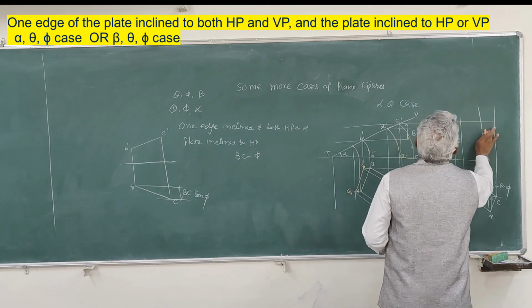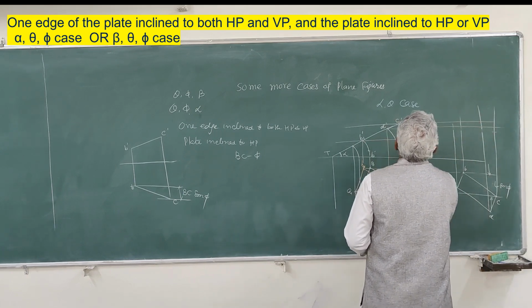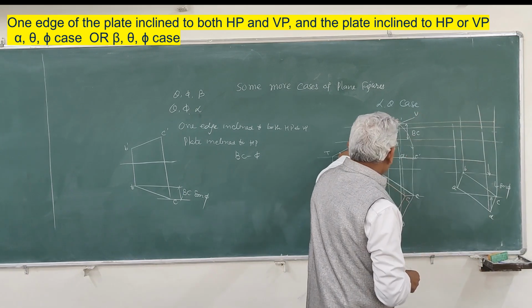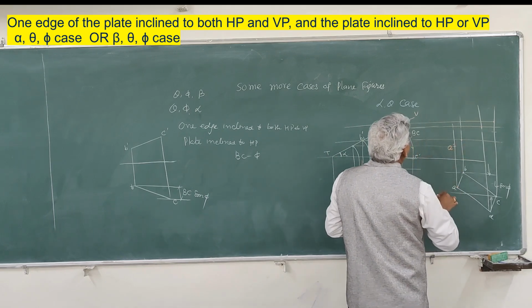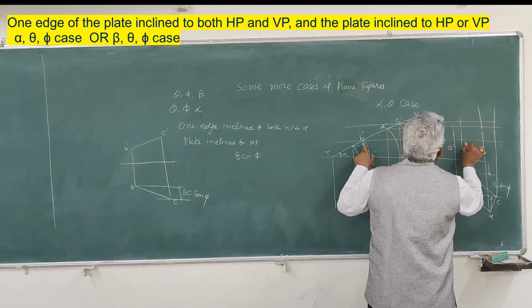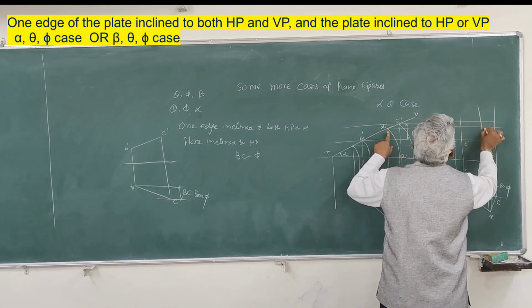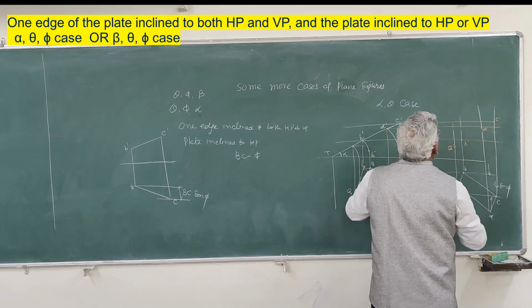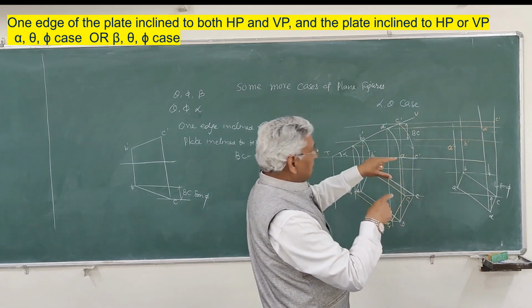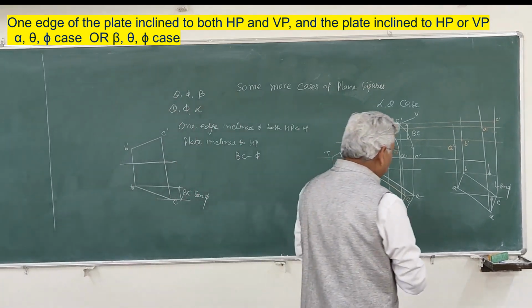Draw horizontal lines from each point in the elevation. This is A, this is B, this is D, and this is C. So you will get a parallelogram in the elevation also. Join them.